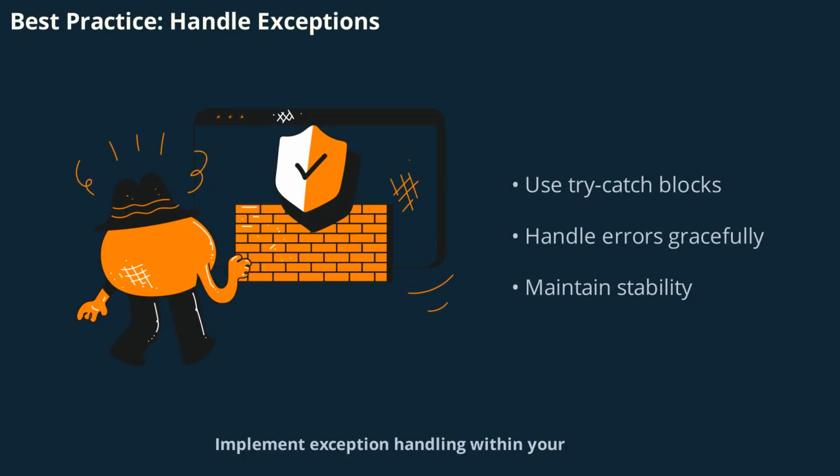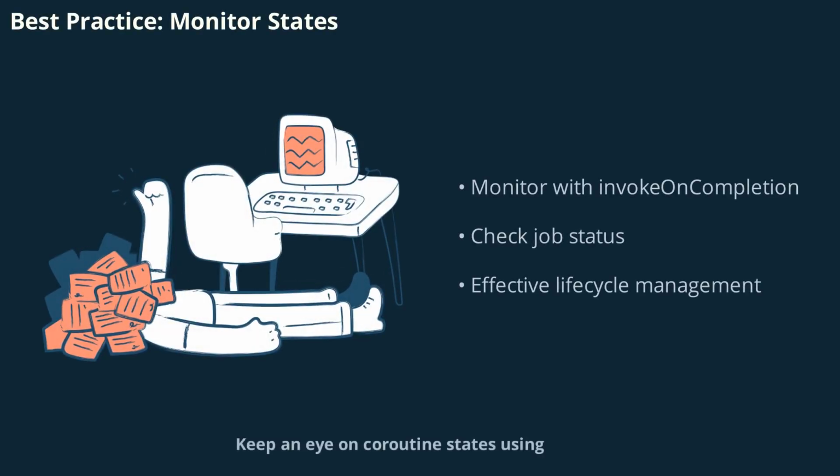Implement exception handling within your coroutines to manage failures gracefully. Use try-catch blocks or coroutine exception handlers to catch and handle exceptions effectively, ensuring your application remains stable even when errors occur. Keep an eye on coroutine states using invokeOnCompletion and by checking the status of jobs. This allows you to manage the lifecycle effectively, handle necessary cleanup, and ensure your asynchronous operations are running smoothly.